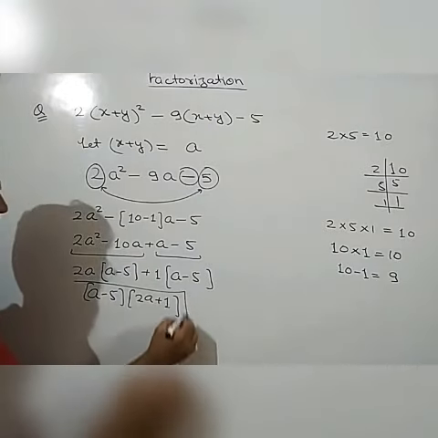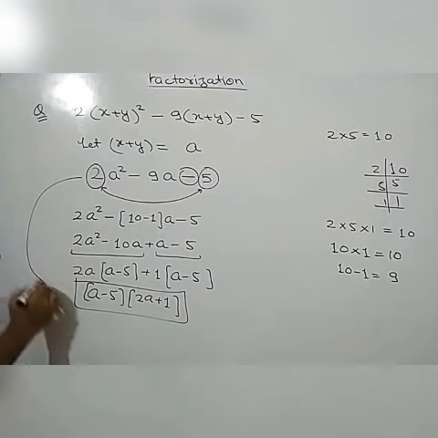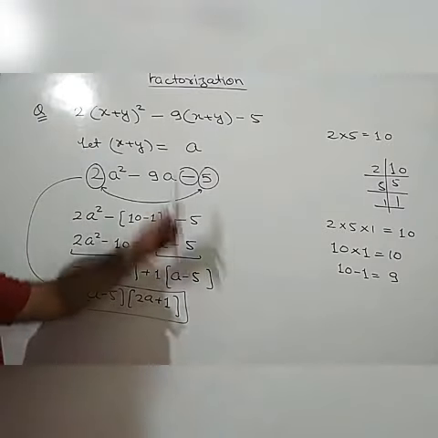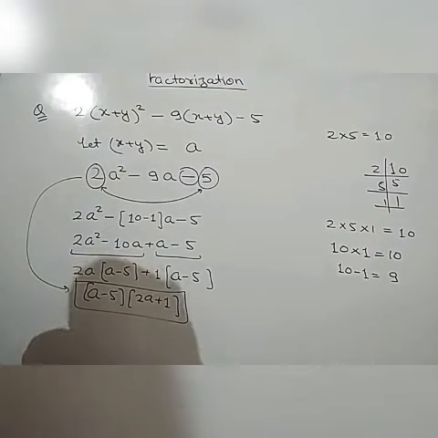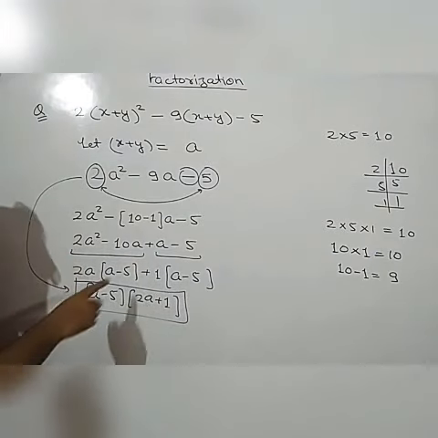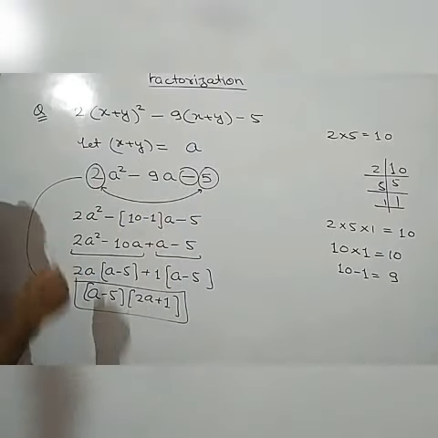So the given quadratic expression is factorized in terms of a minus 5 and 2a plus 1. But the given expression in the question was in terms of x plus y. So we cannot write this as an answer. We have to put the value of a again in this expression.